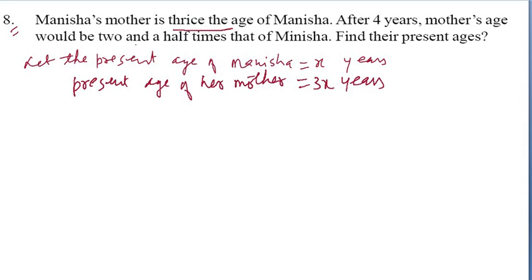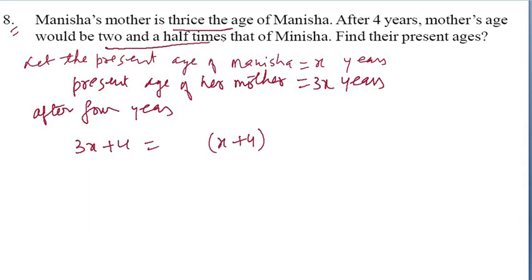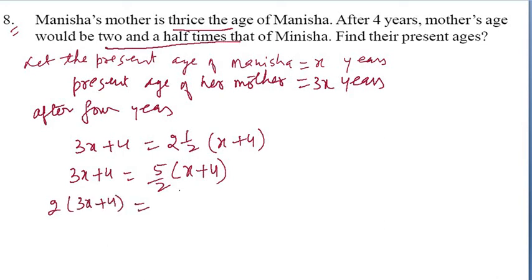mother's age would be 2.5 times of Manisha's age after 4 years. So after 4 years, mother's age will be equal to 3x plus 4, and Manisha's age is x plus 4, and it is given as 2.5 times. So 3x plus 4 will be equal to 5 upon 2 into x plus 4. So 2 is multiplied here, it is the cross multiplication. So you can see here 2 times 3x plus 4 becomes 6x plus 8, and it is 5x plus 20.